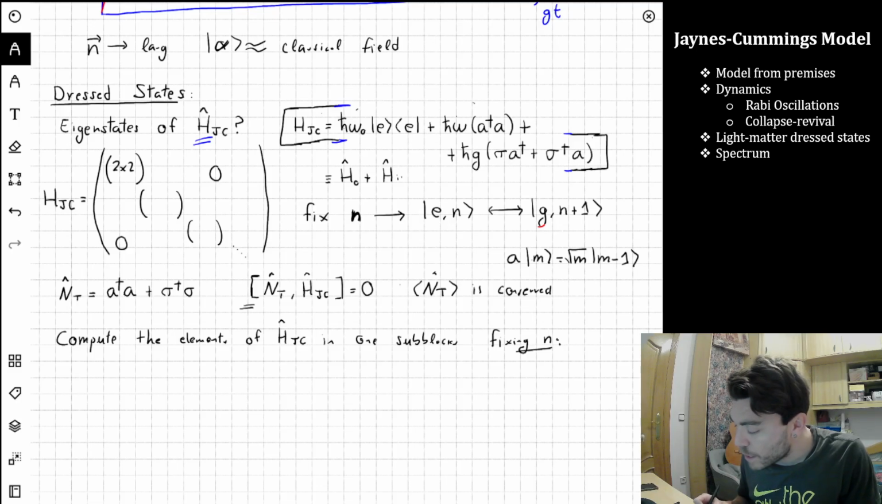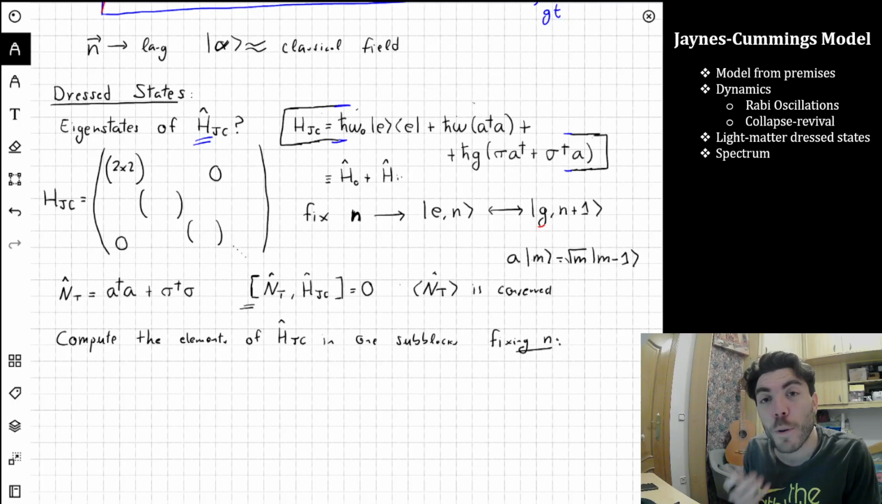The reason for this is that if we fix the number of photons in the cavity, if we fix the parameter n, the number of photons, then the only possible coupling between eigenstates of the unperturbed system is between the excited state of the atom with n photons in the cavity and the ground state of the atom with n plus 1 photons in the cavity.